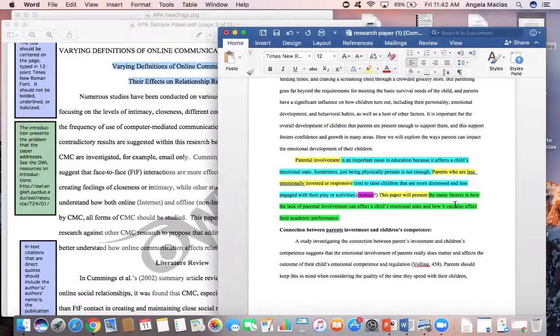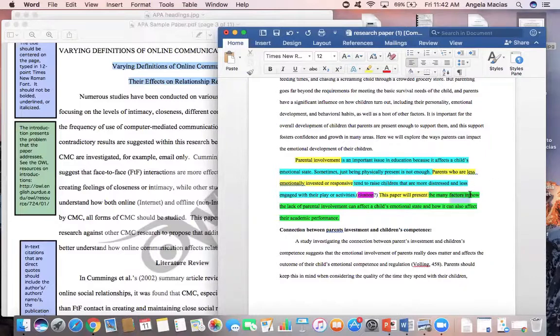As long as you're not saying "I think", it's great to say "this paper will present" or "this paper will argue." Something like that is fine. So this person did a great job with that. "This paper will present the many factors in how the lack of parental involvement can affect a child's emotional state." Okay.